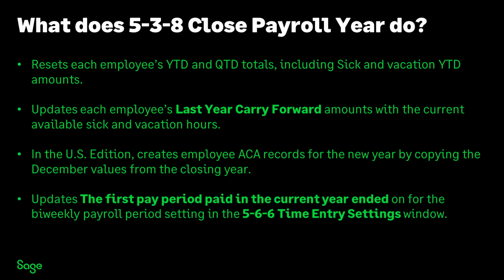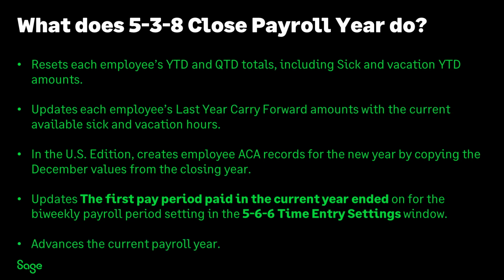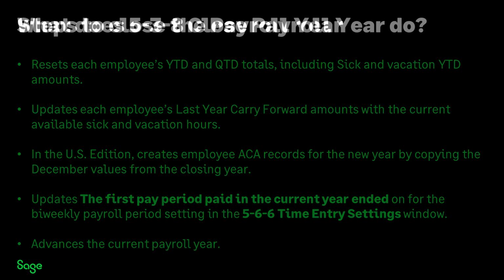The first pay period paid in the current year ended settings are updated in 566 time entry settings, and the program advances the current payroll year. Before you close a payroll year, make sure all payroll records are complete. Here are some steps to make sure payroll is ready to close. Process and post all payroll for the year end. The date of the check, not the date of the work, determines which year the payroll record affects.